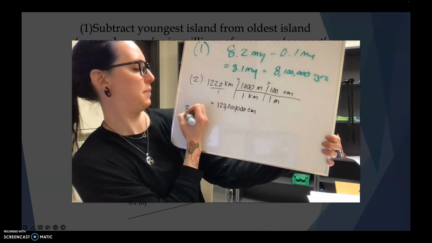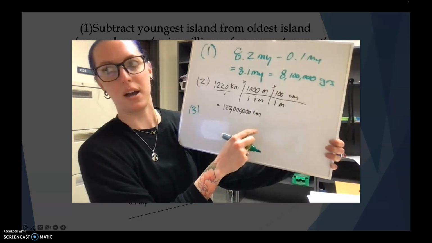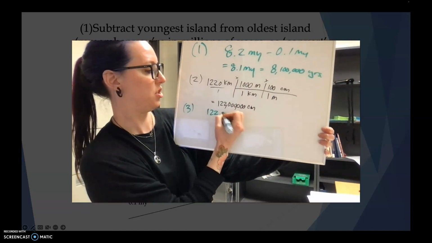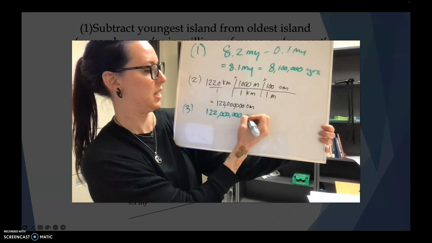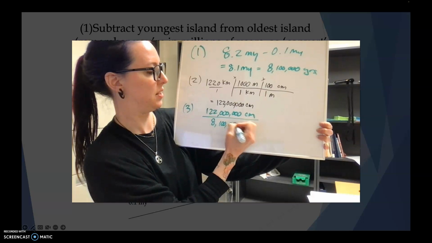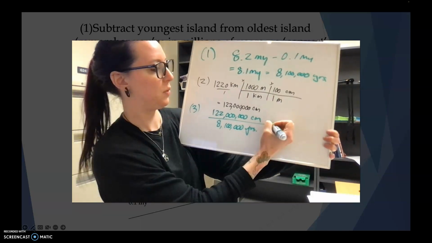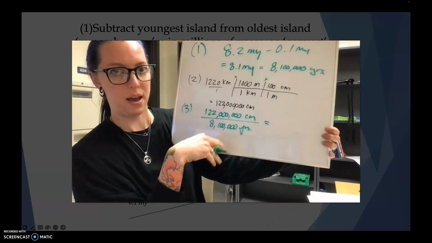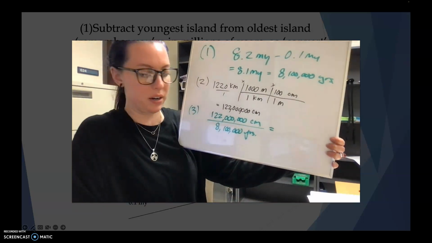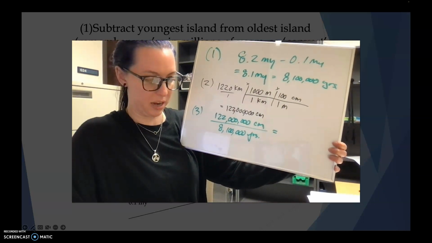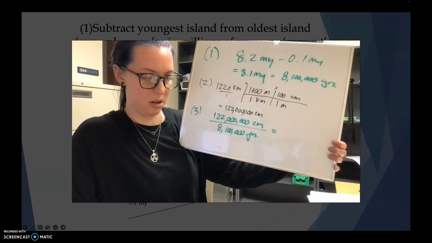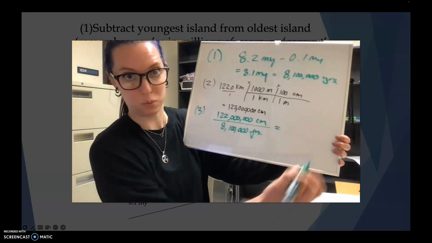And then our last step here is to divide our distance over our years. So 122 million centimeters per 8,100,000 years. Again, if you were taught how to cross out your zeros here, then it could be a pretty straightforward thing. But for me, I like just typing it out or writing it out individually, because I'm a visual person. It works out for me.